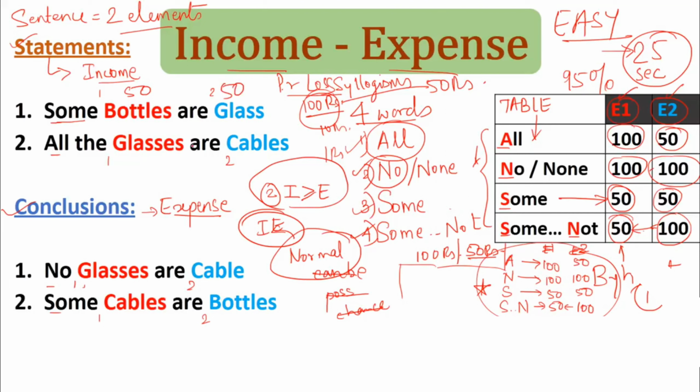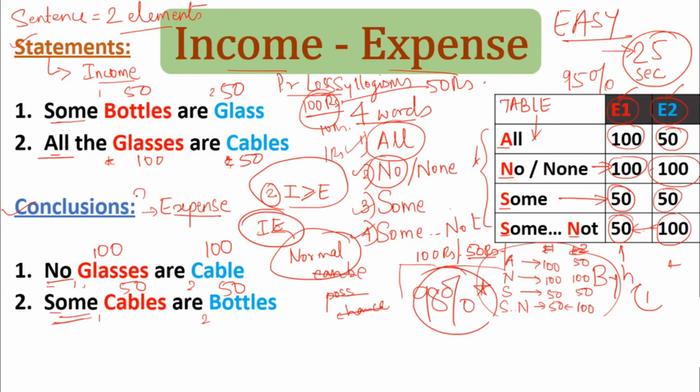Next sentence, all the glasses are cables. For "all", how much money do we give? 150. 100 to the first, 50 to the second element. Now conclusion, move to the sentences. No glasses are cables. For "no", we give 100 rupees to element 1, 100 rupees to element 2. Over here, see the right hand side table. Now again the second conclusion, some: for "some" we give 50 rupees to element 1 and again 50 rupees to element 2. Your 98% sum is solved over here.